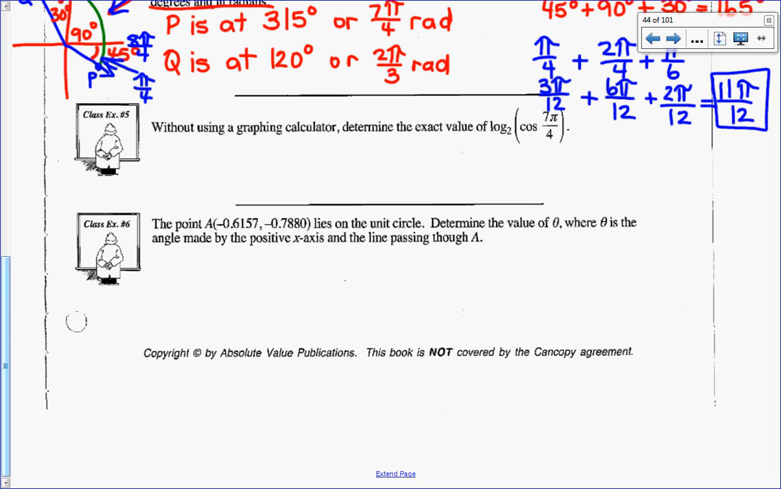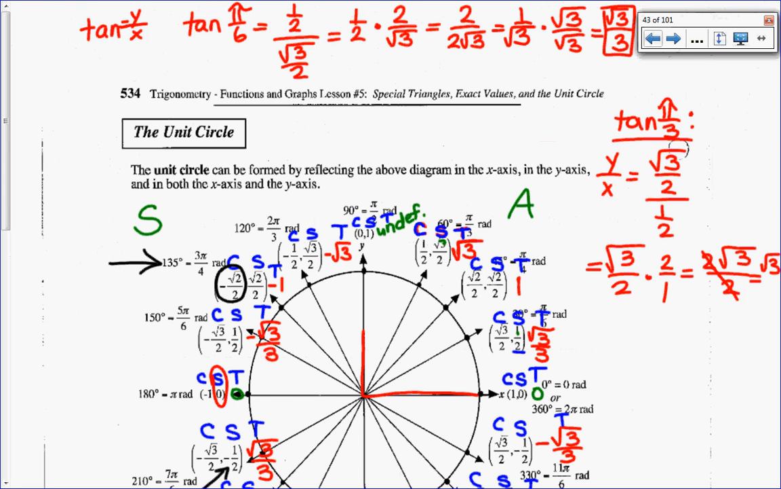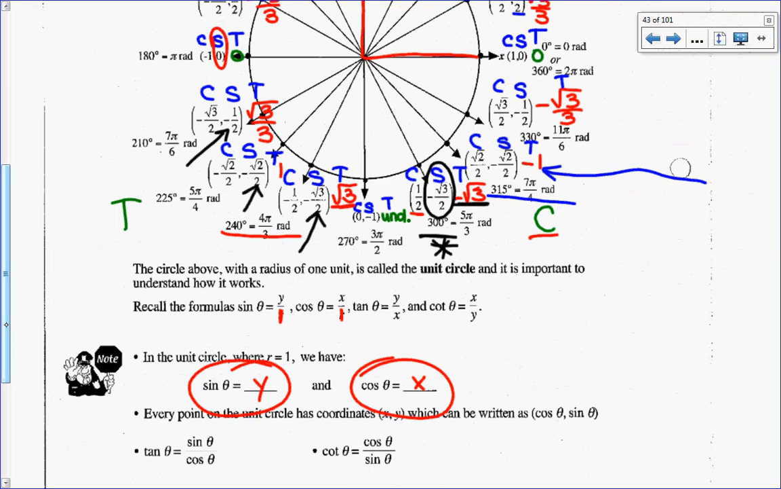So first step on this is we're going to figure out what cos of 7 pi over 4 is. Again, look on your unit circle, find 7 pi over 4. Seven pi over 4 is right here. So I'm looking for the cos of it. The cos of it is root 2 over 2.